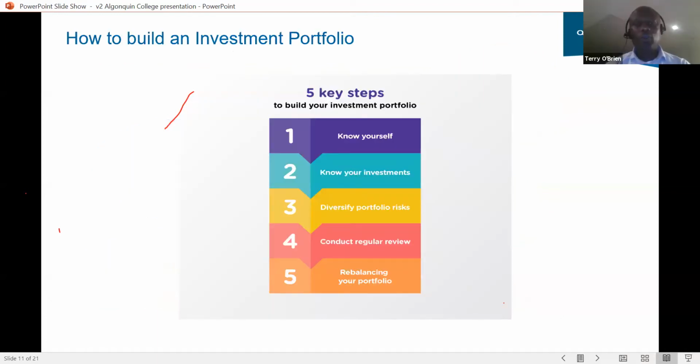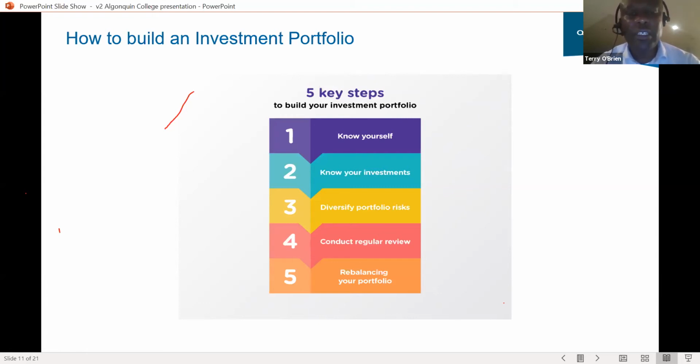Now we'll go on to how to build a portfolio. So there are 5 key steps to building a portfolio. First off, you have to know yourself. So what are your goals? Either short, medium, or long-term goals. Once you understand what your goals and objectives are, know your investments. So I discussed before how stocks historically have outperformed other asset classes. So if you're looking at long-term investments, maybe you want to diversify in stocks more in order to have better long-term returns.